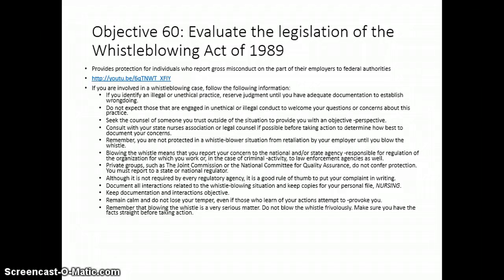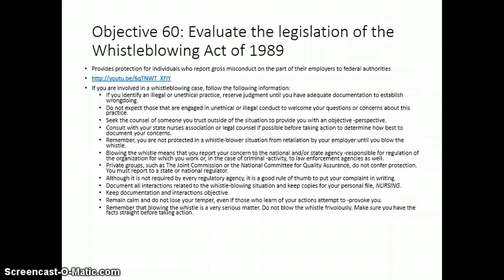Do not expect those that are engaged in unethical or illegal conduct to welcome your questions or concerns about this practice. Seek the counsel of someone you trust outside of the situation to provide you with an objective perspective. Consult your state nurses association or legal counsel if possible before taking action to determine how best to document your concerns. Remember, you are not protected in a whistleblower situation from retaliation from your employer until you blow the whistle.